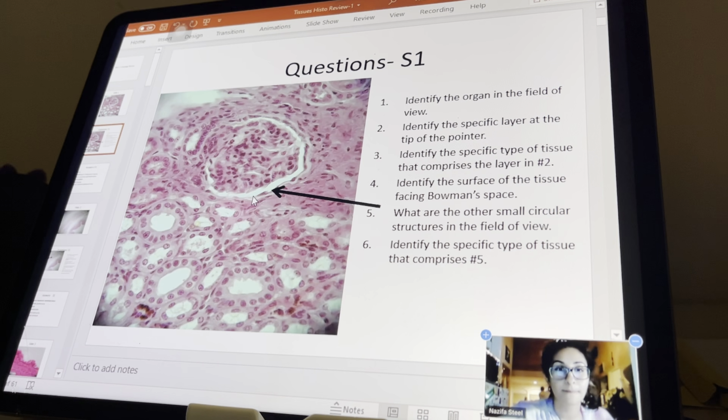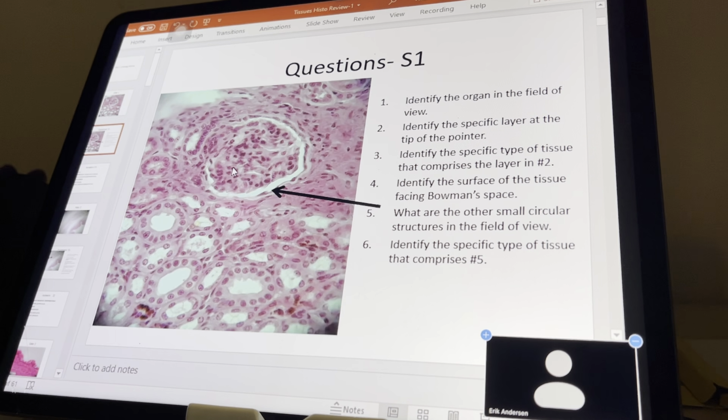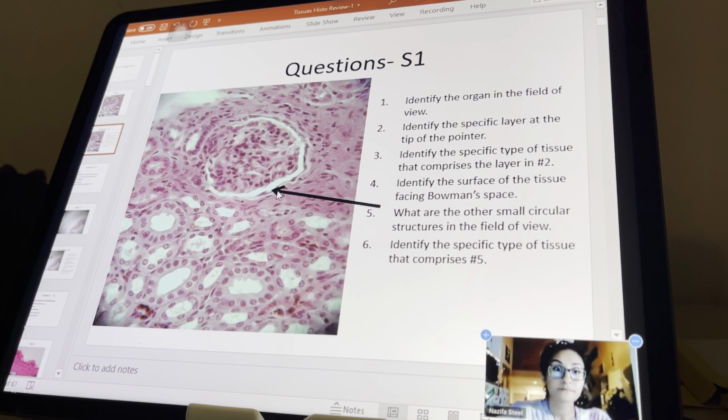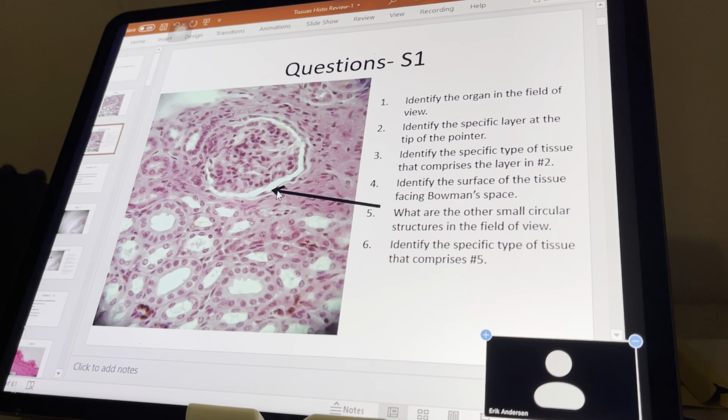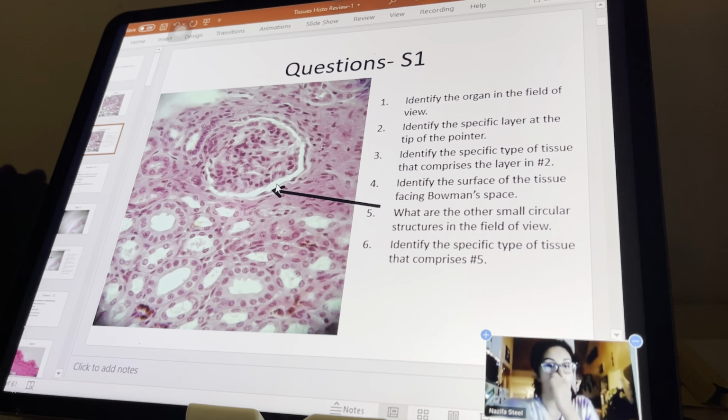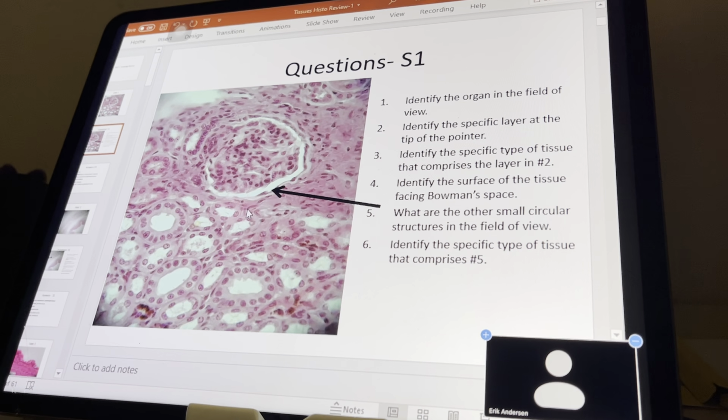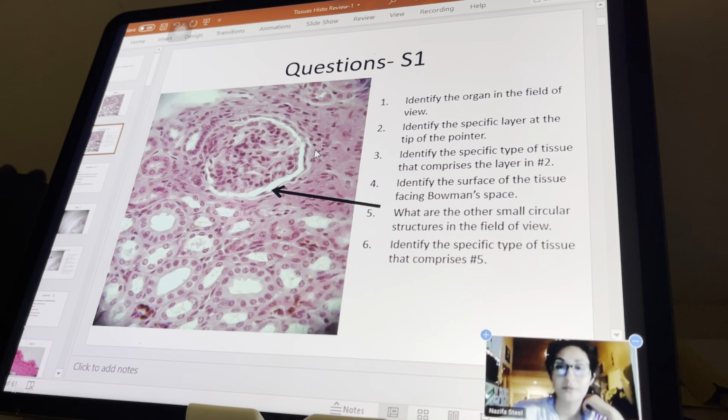If that arrow was pointing to the other surface, just inside the tissue of the renal corpuscle, on the other side of Bowman's space, that would be the visceral layer then? Yep. Okay, that makes sense. This is just on the wall of it, so this is going to be the parietal layer of the Bowman's capsule.